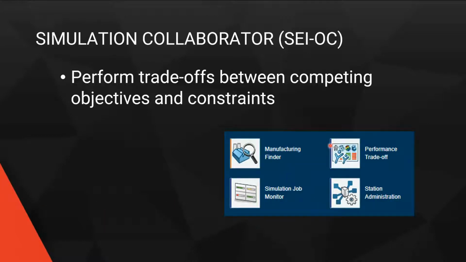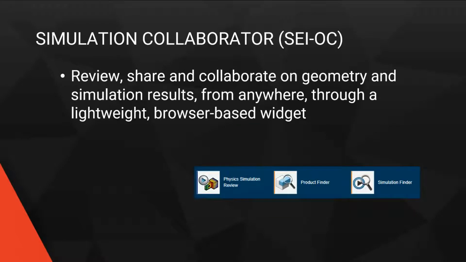So this performance trade-off role is the one that we actually saw, and it lets you have multiple simulation configurations, and you can perform trade-offs on all of them, and why you would want them, why you would need them. It lets you review, share, and collaborate on geometry and on your simulation results from anywhere through a lightweight browser-based widget. So it's completely browser-based.